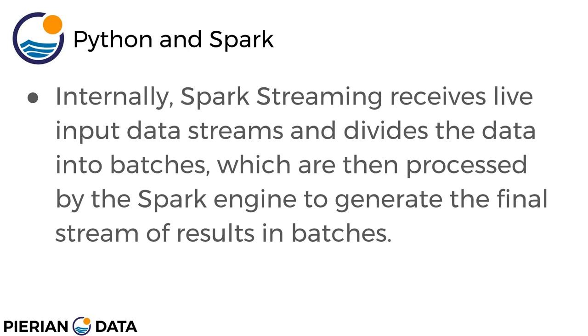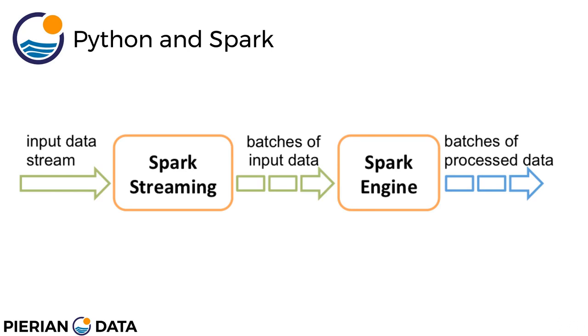And internally, Spark Streaming receives live input data streams, and it divides the data into batches, which are then processed by the Spark engine to generate the final stream of results in batches. So it basically looks like this. You see the input data stream, that's just coming live, and then you have the batches of the input data coming out after it goes through Spark Streaming, and then it goes through the basic Spark engine, which actually processes the batches of those data points.